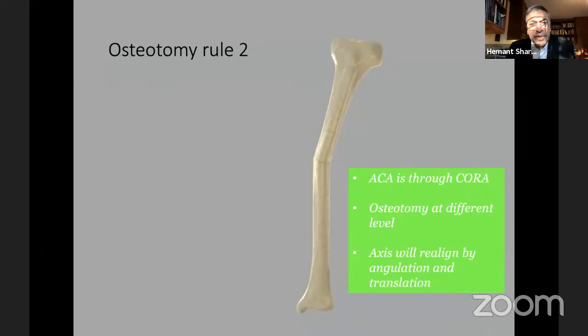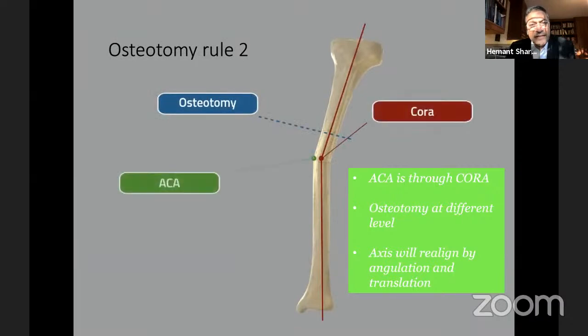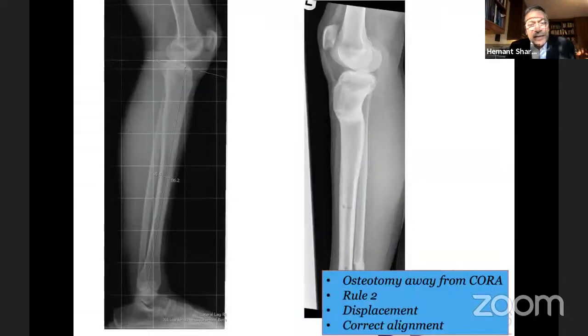Osteotomy Rule 2 is when ACA is through the CORA, but your osteotomy is at a different level. And therefore, there's this obligatory translation and bone becomes a bit zigzag, but both the segments are collinear and your deformity is corrected. And this is an example of that.